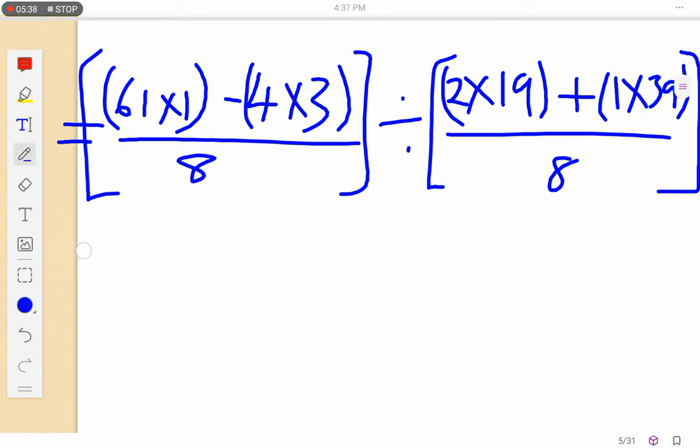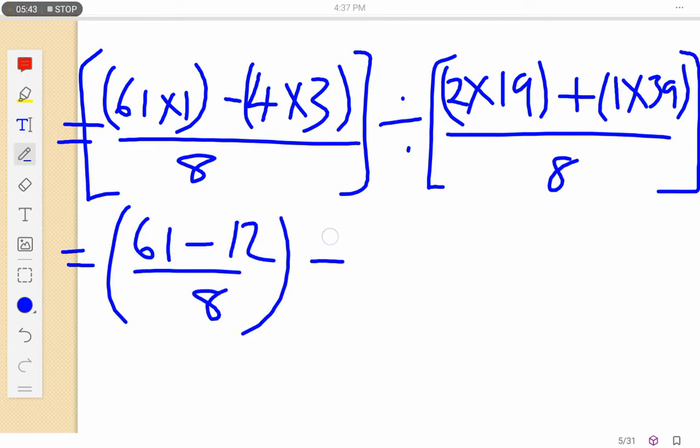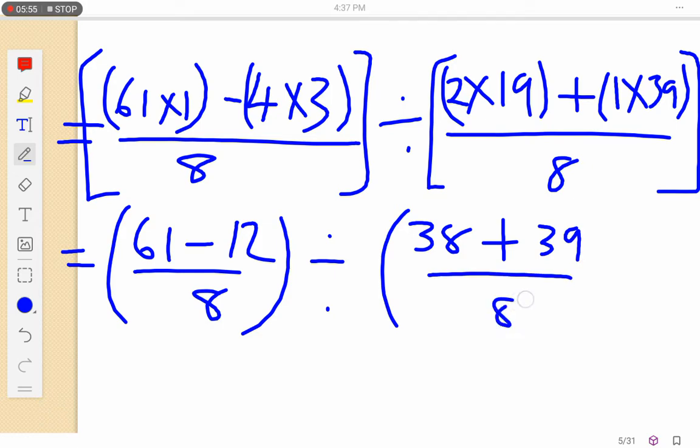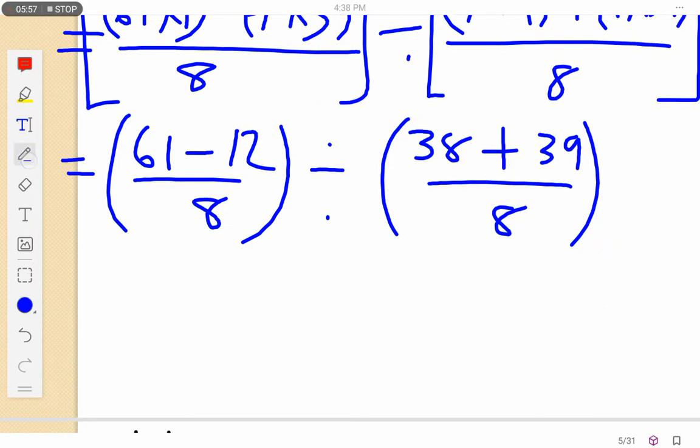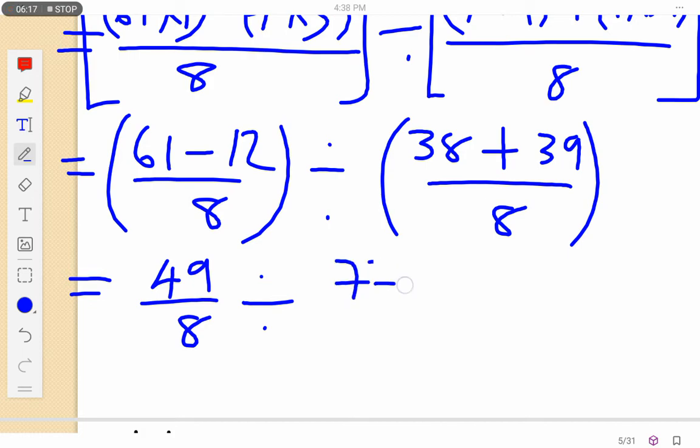So for the first one here, I've got 61 minus 12 over 8, dividing by 19. 19 times 2, we get 38 plus 39 here over 8. Okay, let's simplify that. So we'll get here 61 minus 12, we get 49. So I have 49 over 8 divided by 38 plus 39, I get 77 here, okay, over 8.